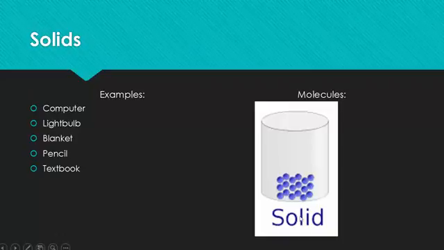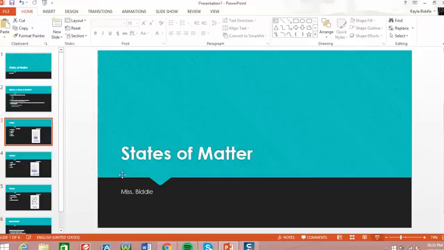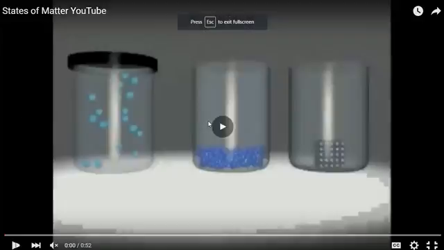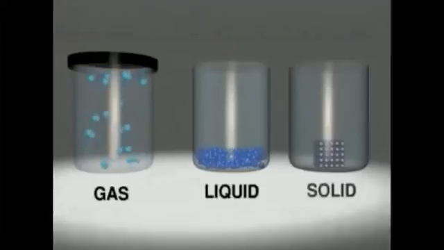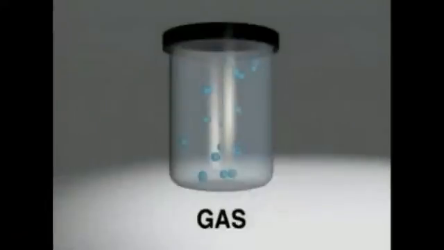Before we look at this, we're going to take a look at a video that'll show an animation of each of the states of matter. Here we have a side-by-side representation of gas, liquid, and solid. This first is a gas.